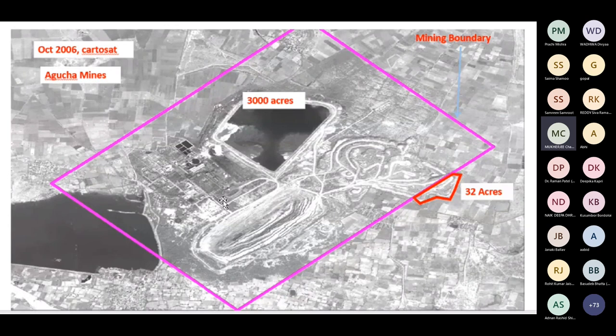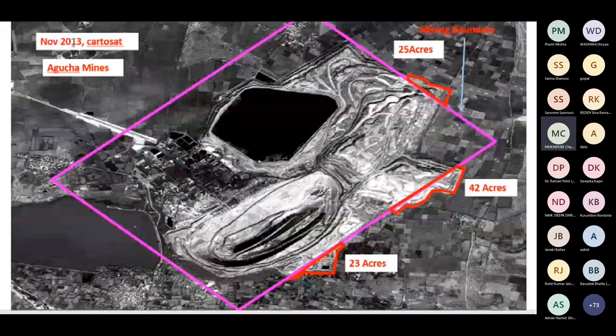So if we see the Agucha mine, an Indian mine, where we have taken the Cartosat image of 2006. In that area, 3000 acres, which is marked by the pink color, is the official boundary allotted to the tenant or lessee. But beyond that, they have started illegal mining, which is 32 acres. And if you see the next vintage of image, which is of November 13, that illegal mine extended up to 42 instead of 32. They have now extended up to 42.